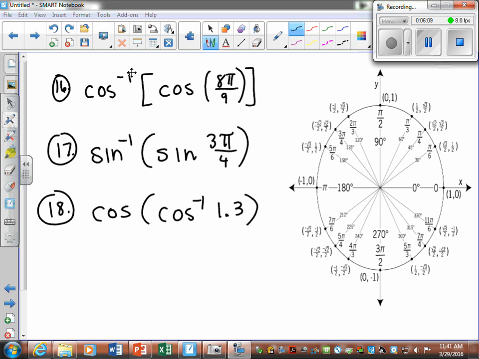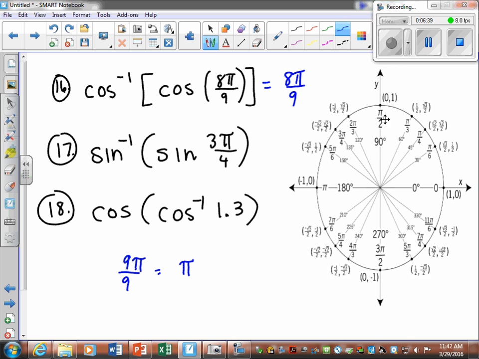Okay, on the first one, cosine inverse of cosine of 8 pi over 9. So the answer is just the x, which is 8 pi over 9, but we just need to make sure that this falls in this highlighted region, which is from 0 to pi. Now don't be confused by this. Remember that 9 over 9 pi would simplify to just pi. So we can see that 8 pi over 9 is in the region.